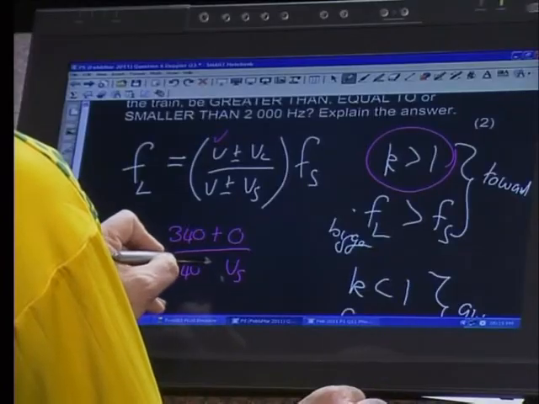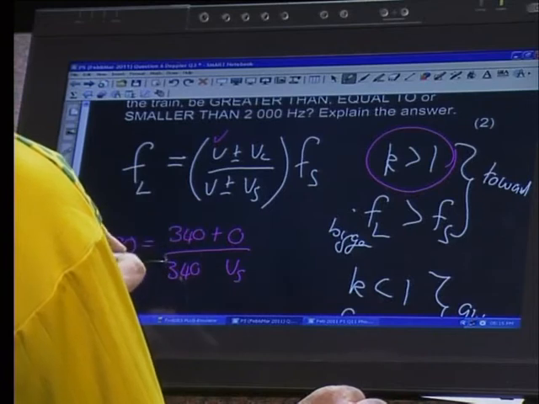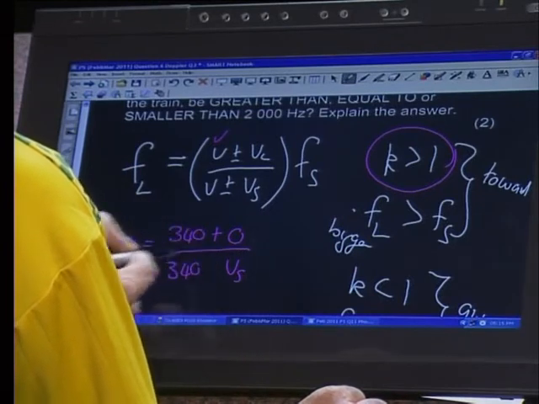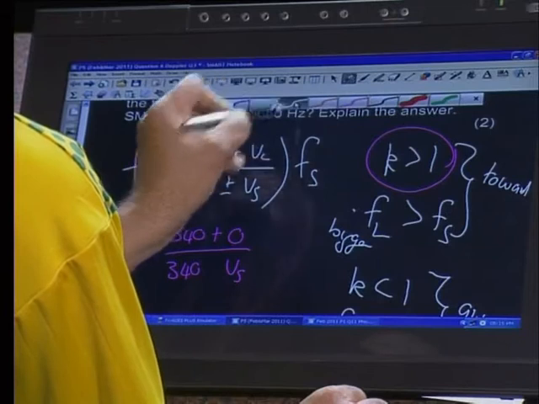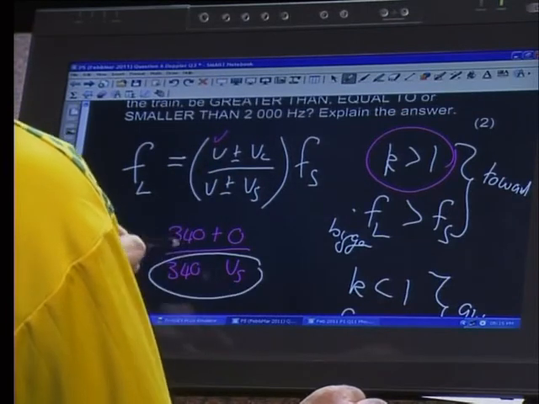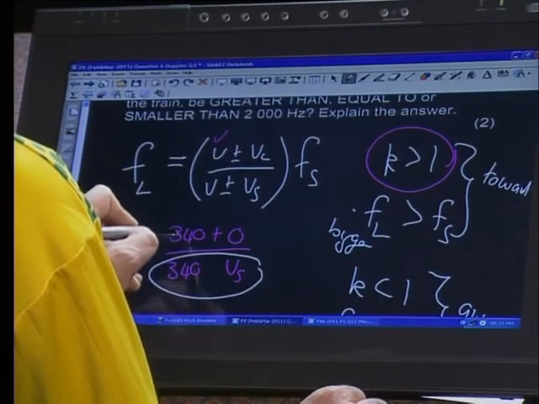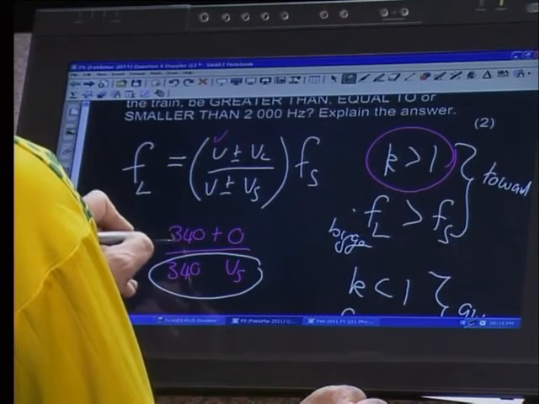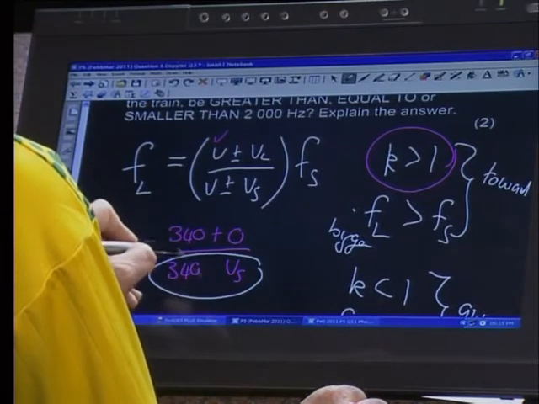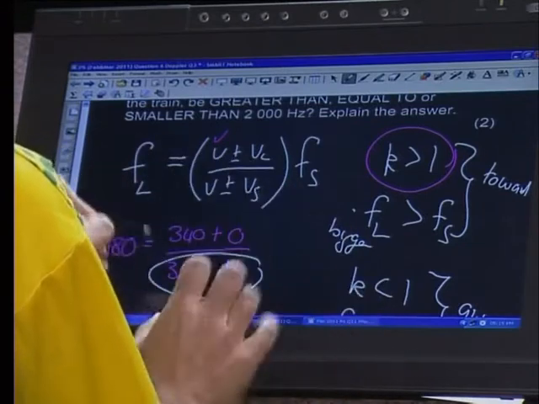Guys, this is where you've got to start thinking. We know it's moving towards, so we want this fraction to be bigger than 1. So if we want the fraction to be bigger than 1, then we want the denominator to be smaller than the numerator. So the denominator, the thing at the bottom here, this part must be smaller than 340. Because if it was 340, it would be equal to 1. We want it to be smaller than 340 so that we'll get a fraction with something left over.